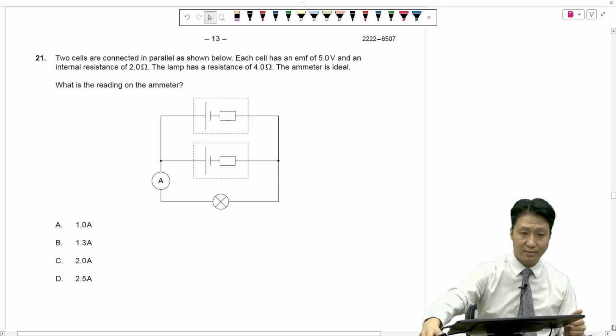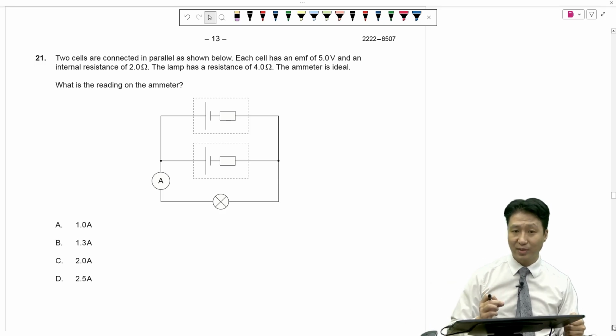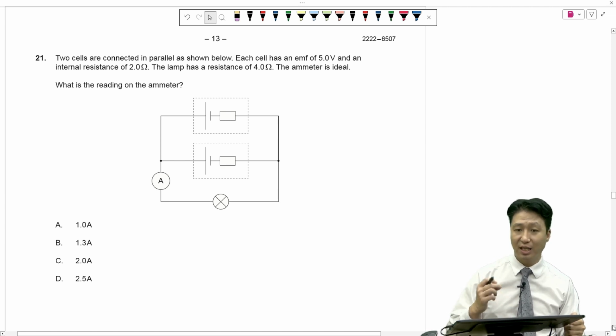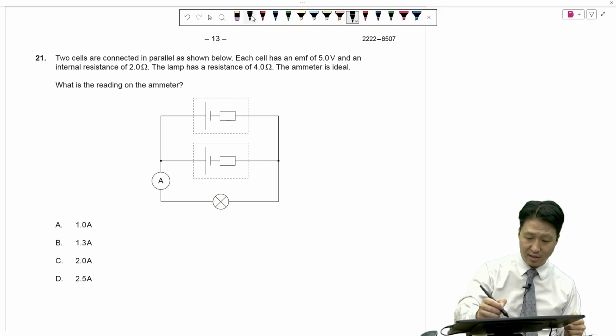Number 21. 2 cells are connected in parallel as shown below. Each cell has an EMF of 5 volts and an internal resistance of 2 ohms. The lamp has a resistance of 4 ohms. The ammeter is ideal. What is the reading on the ammeter? Now, it's easiest to use Kirchhoff's laws.